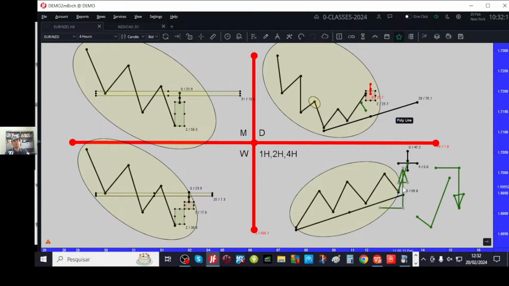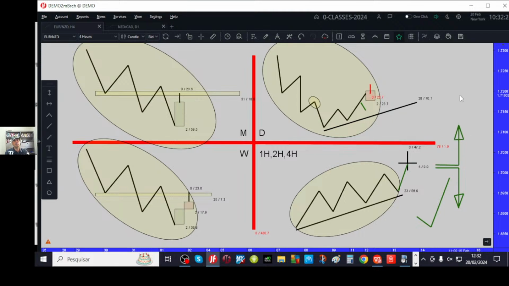Here you have a doji, indecision candle. Here you have a bearish candle. Should you buy or sell the 1 hour, 2 hour, 4 hour chart? Is it a buy or is it a sell? You are not going to like the answer. Buy or sell the 1 hour, 2 hour, 4 hour chart?